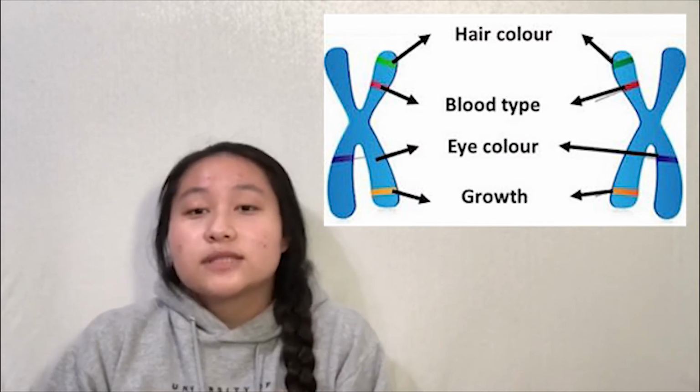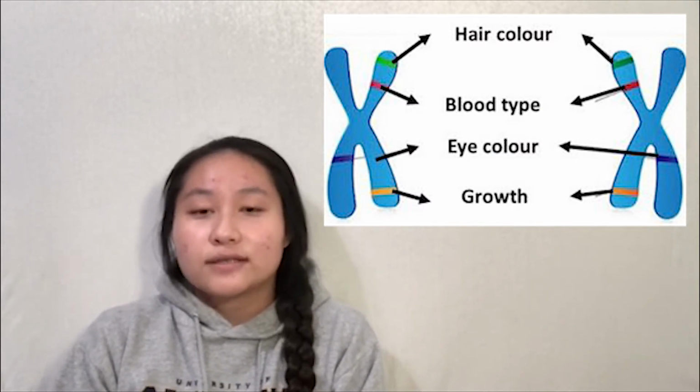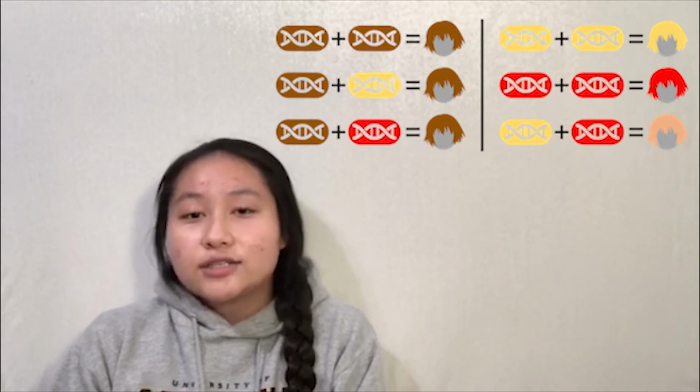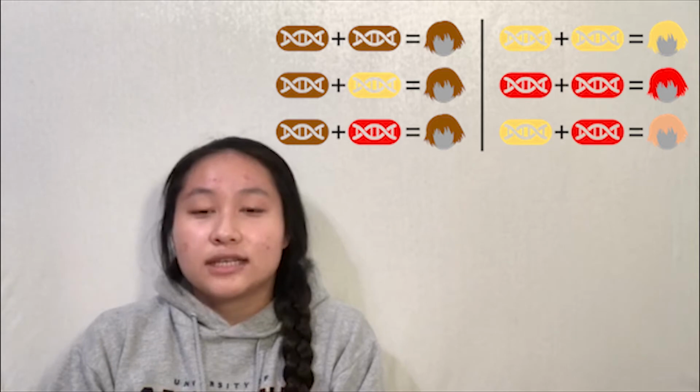An allele is a specific pattern in a gene that determines the characteristics you inherit from your parents. For example, in a gene that determines your hair color, the allele is the specific pattern of the gene that causes the hair to look that certain color.